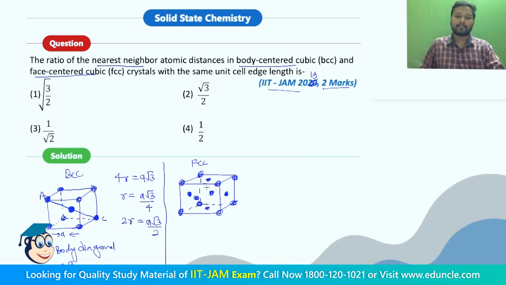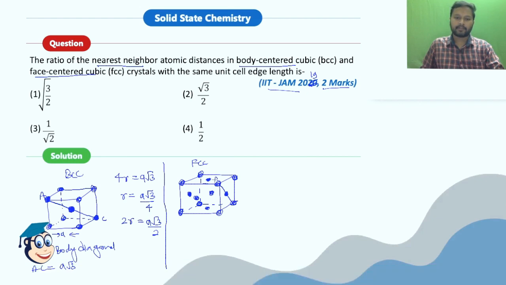In FCC, the most number of atoms come under your face diagonal. So if this is a face, this diagonal will be your face diagonal. Okay, so if this is A, this is B, this is C, so AC is called the face diagonal. Now the face diagonal has a value. If the edge length is small a, all these will be small a, right? So the face diagonal has a value of A root 2.